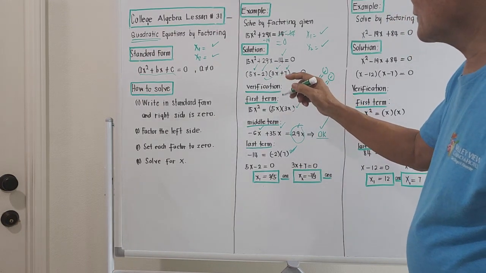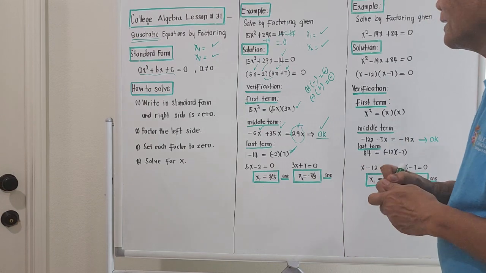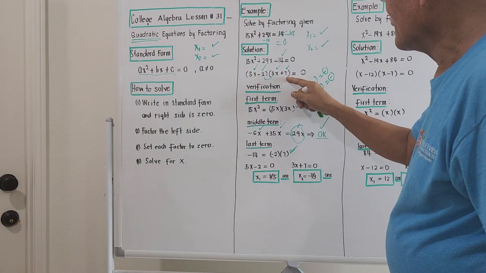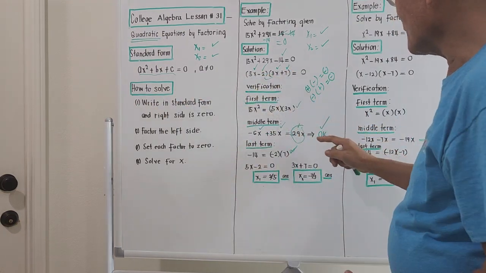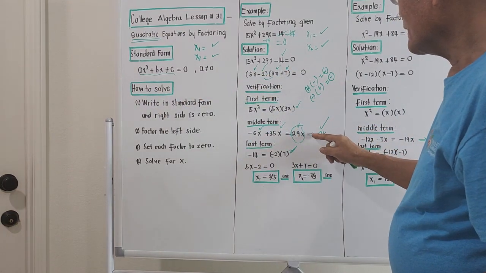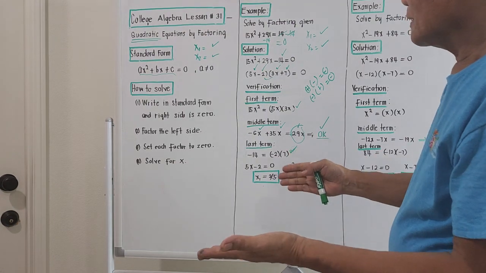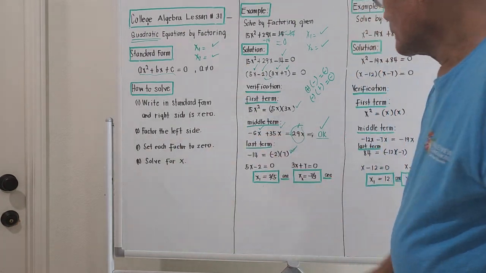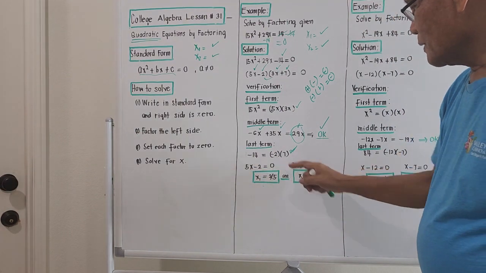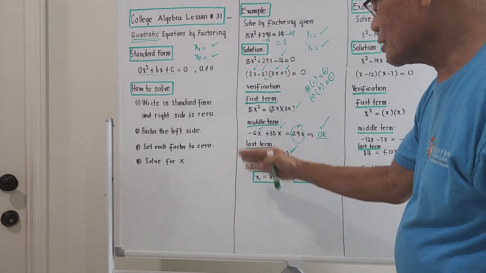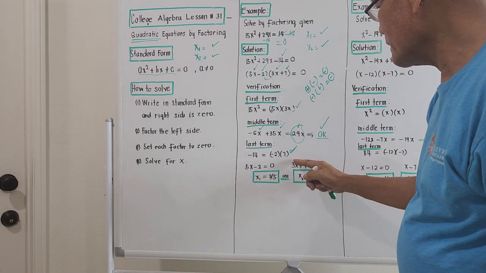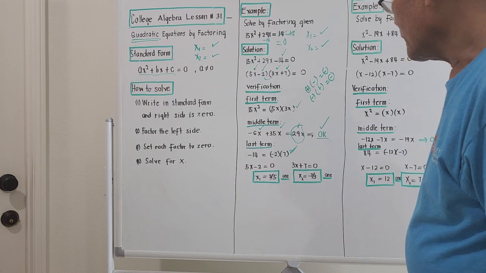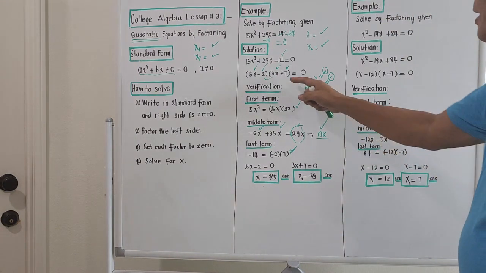So we continue with the factoring. This should be negative 2 and this should be positive 7. There's no more problem because the middle term is correct. So according to the method of solution, set each factor to 0. 5x minus 2 equal to 0. We transpose the 2 to the right and divide by 5, so x1 will be 2/5.